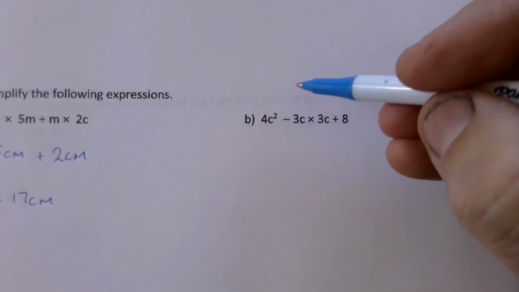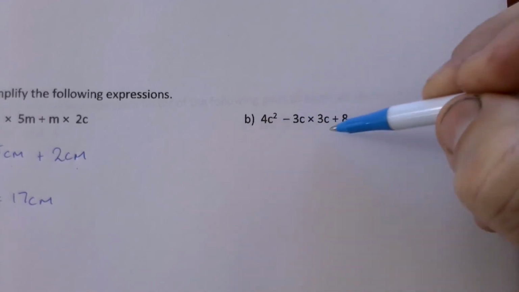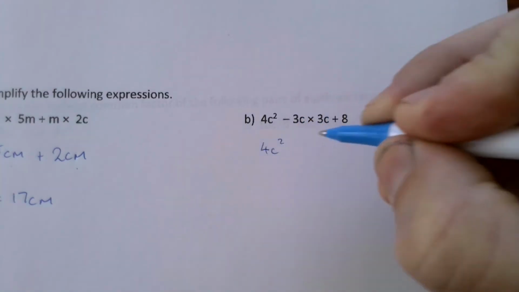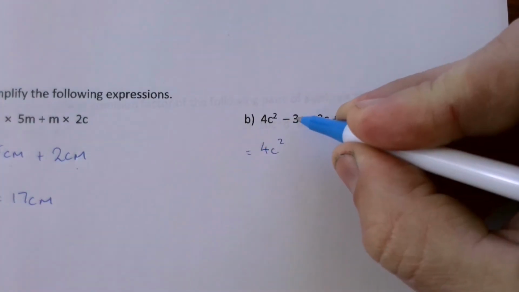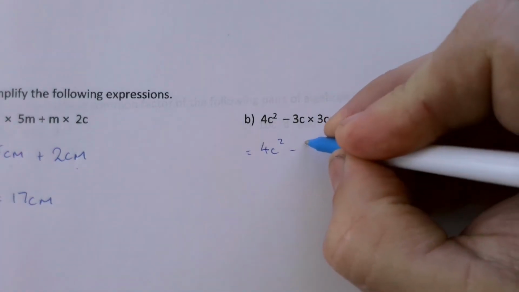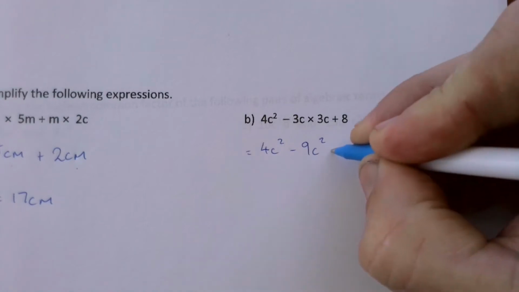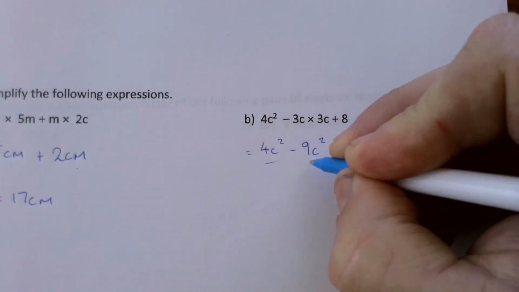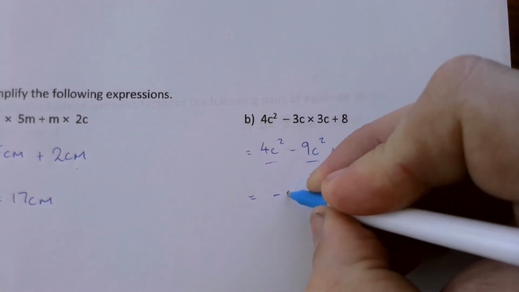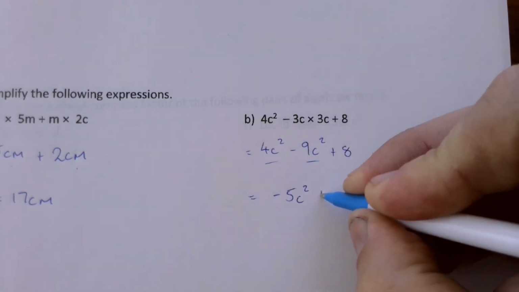2b, I need to solve first. I'll get rid of that multiplication. So I will carry my 4c squared down, and then I've got negative 3c times 3c, making negative 9c squared, and 8. And now I'm going to collect up my like terms. So if I've got 4 and I take away 9, I've got negative 5c squared plus 8.